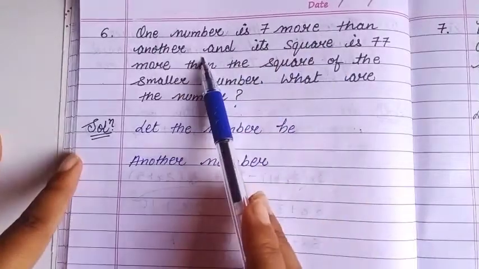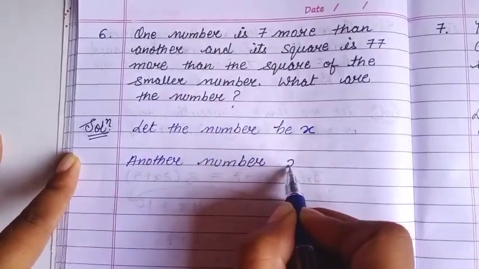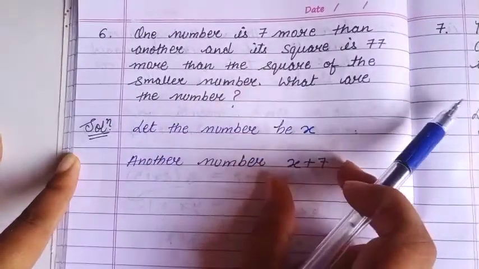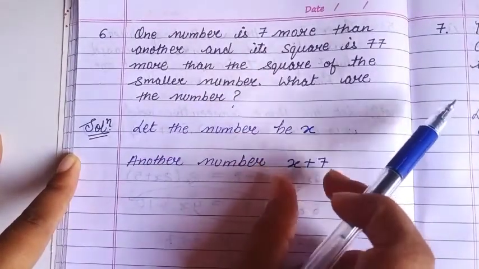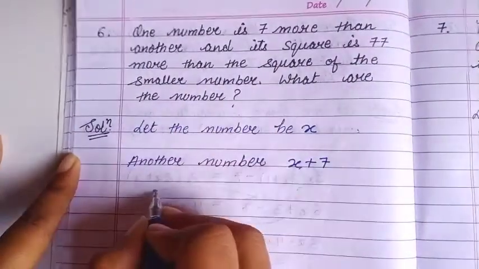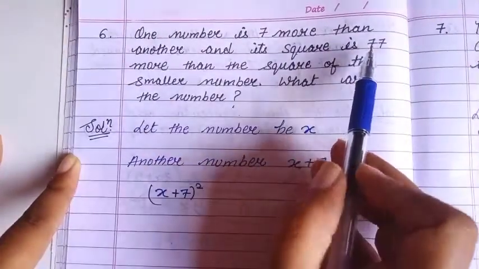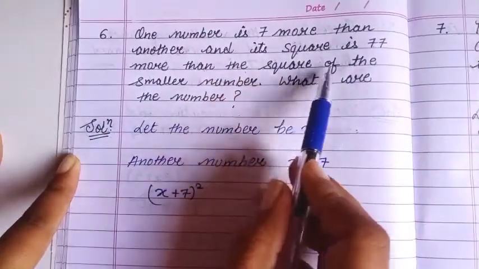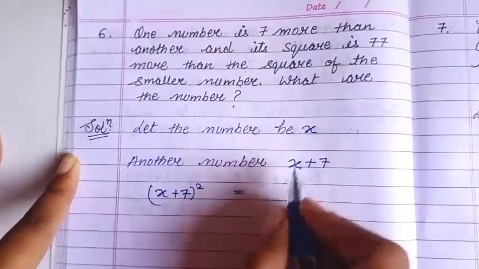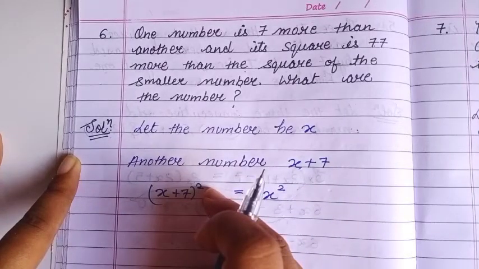One number is 7 more than another. So first let us assume that one number is x and the other number is 7 more than this number. Now the square of the number that is 7 more is 77 more than the square of the smaller number. That is, its square exceeds the square of the smaller number by 77, right?